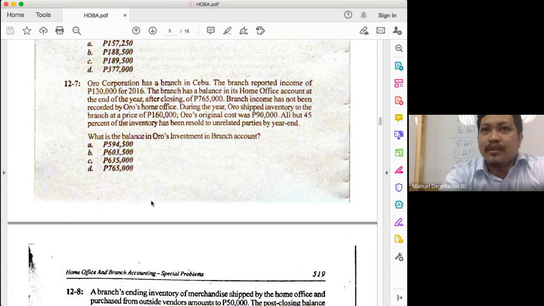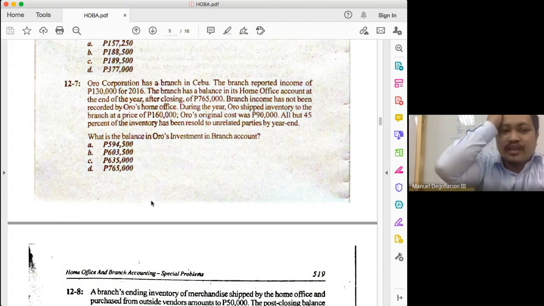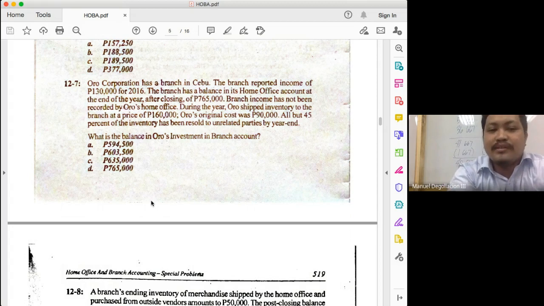So that means the reciprocal accounts in the books of the branch and the home office are not reconciled. Why? The 765 is already after closing, but the home office has not yet recorded the branch income. So what do we expect to be the difference between the investment in branch account and the home office account? It would simply be the amount of profit. Supposedly, the home office account would be the same as your investment in branch account. How much is the home office account? It's 765,000. But our answer here is not letter D, because there is one transaction not yet recorded by the home office.